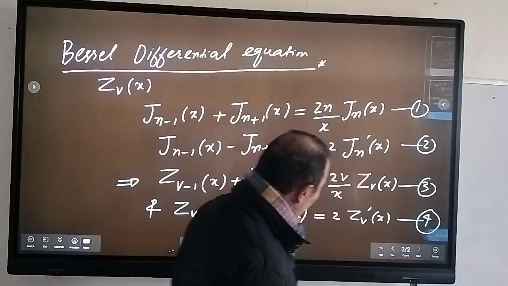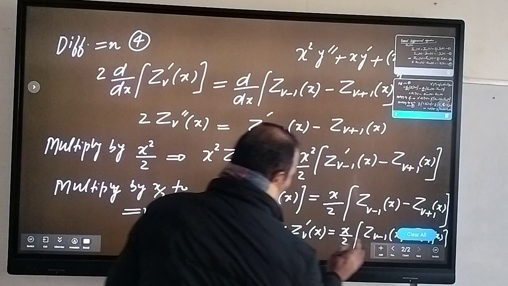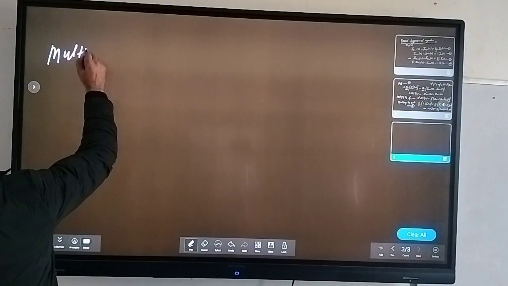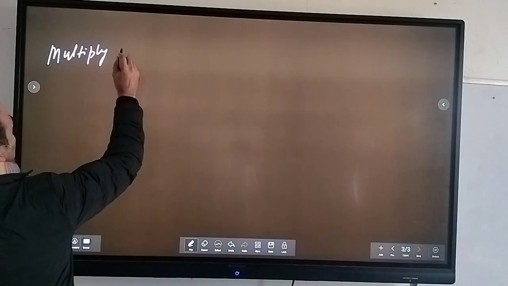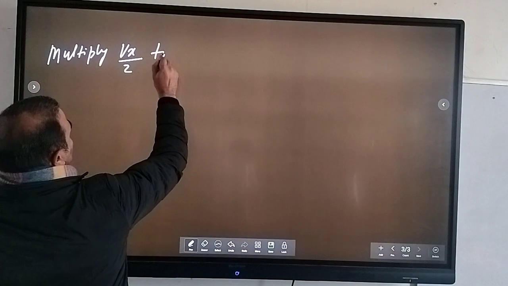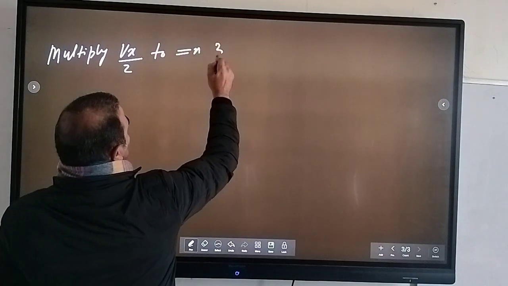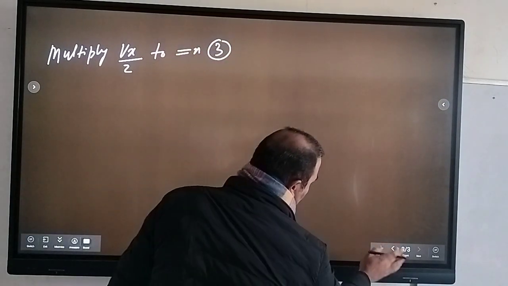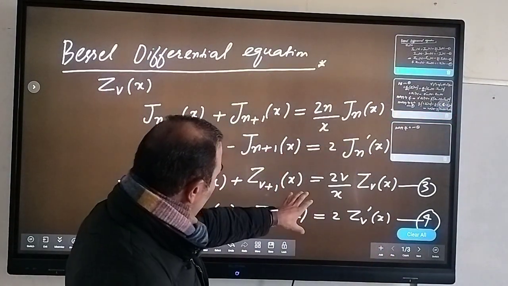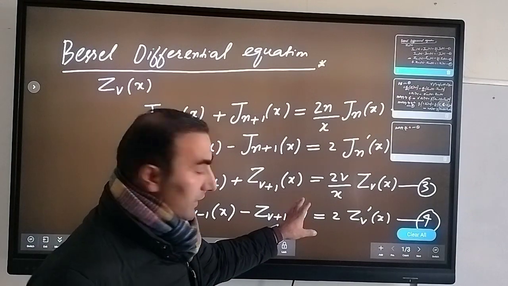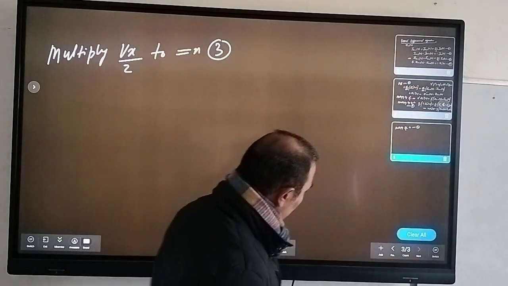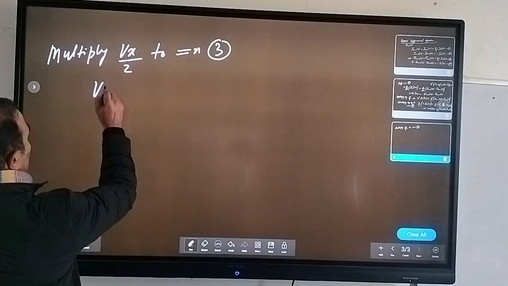So that means you need to multiply this by, so again you take that multiply, so that means जो हमारी equation third है, so let's have a look on the equation third. तो जो हमारी equation third है, that is this one. तो इसको multiply करना है vx by 2 से. So that is vx by 2.